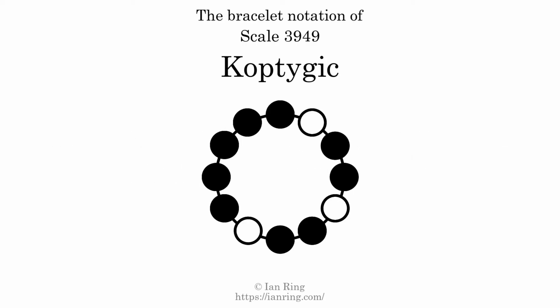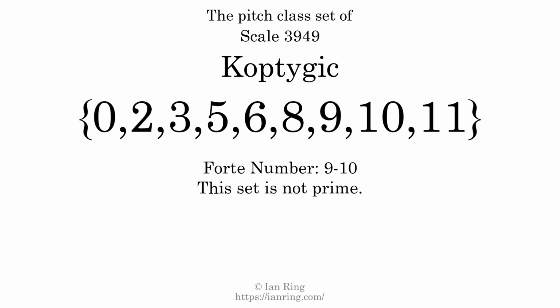This is a bracelet notation diagram of scale 3949. The shaded circles represent tones that appear in the scale, and they are read clockwise, starting at the top. The pitch class set for this scale is 0, 2, 3, 5, 6, 8, 9, 10, 11. The Forte class is 9-10. This set is not prime.